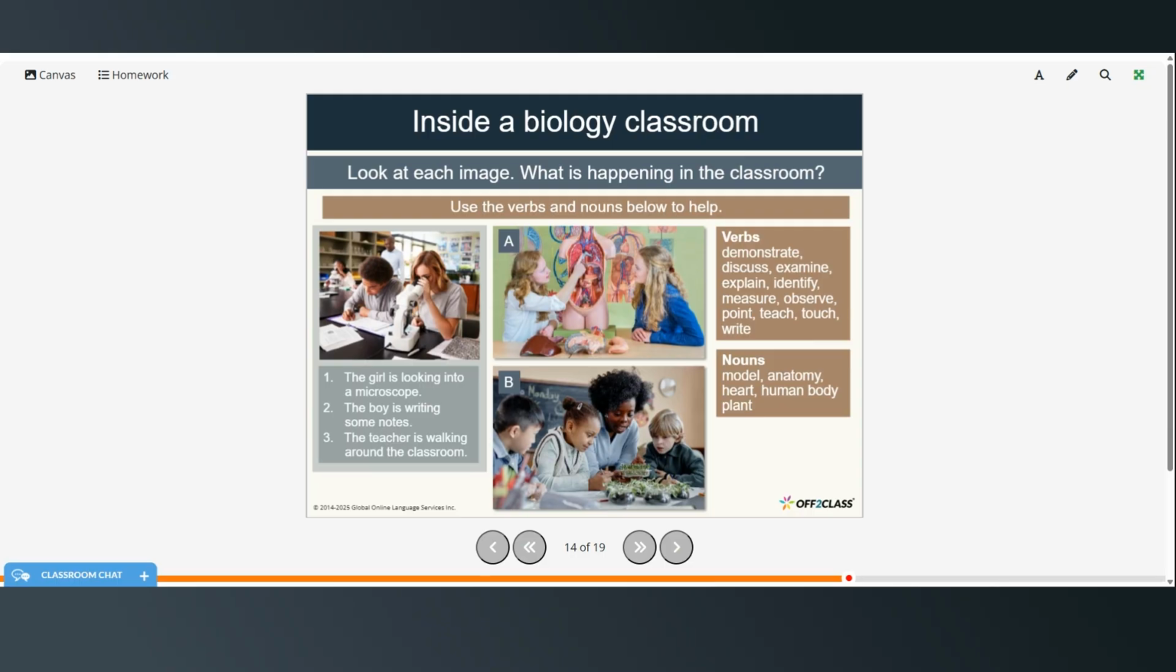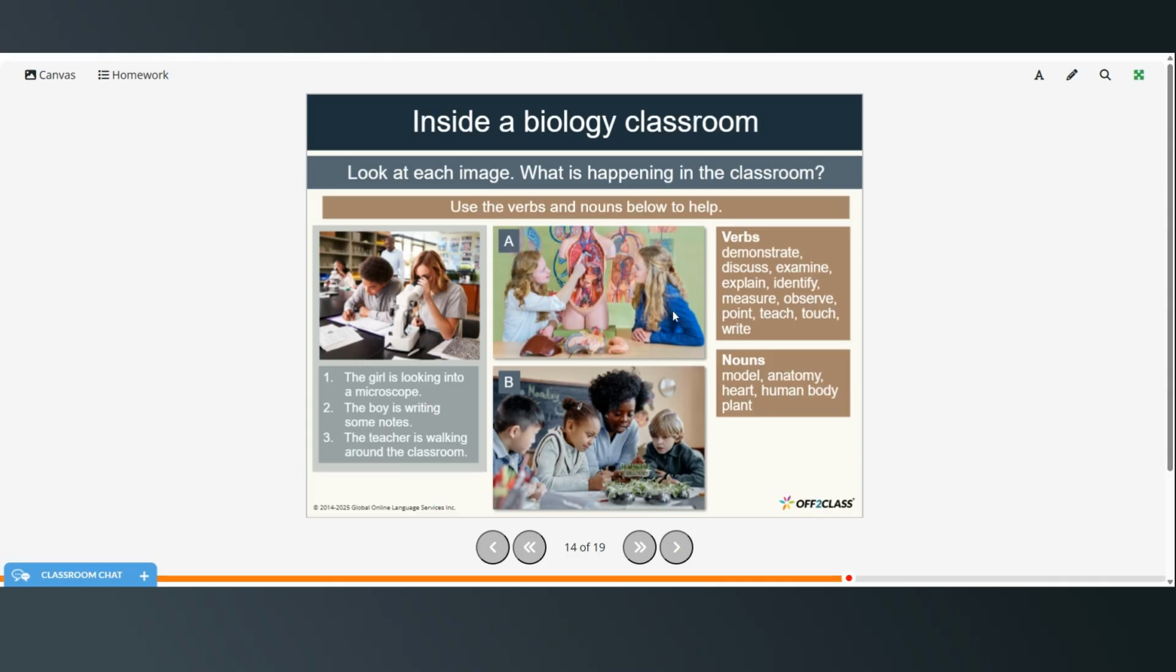All right, so the girl is looking into the microscope. Actually, all three of these are describing this picture. So the girl is looking into the microscope, the boy is writing some notes, and the teacher is walking around the classroom. So try to make some sentences out of each of these using the nouns and verbs.